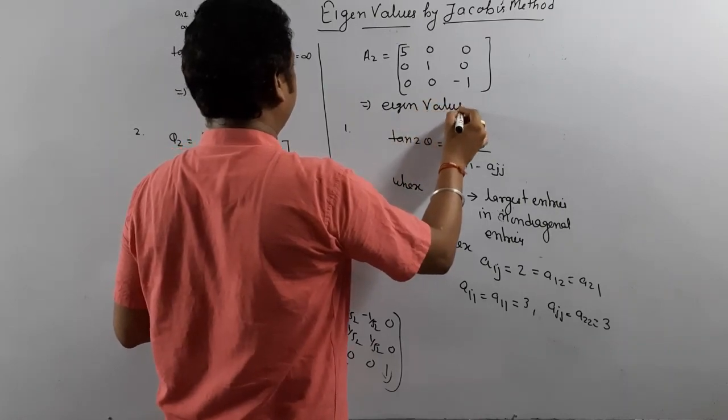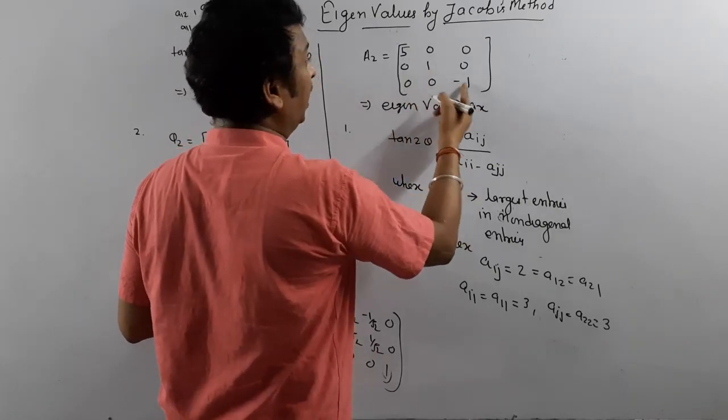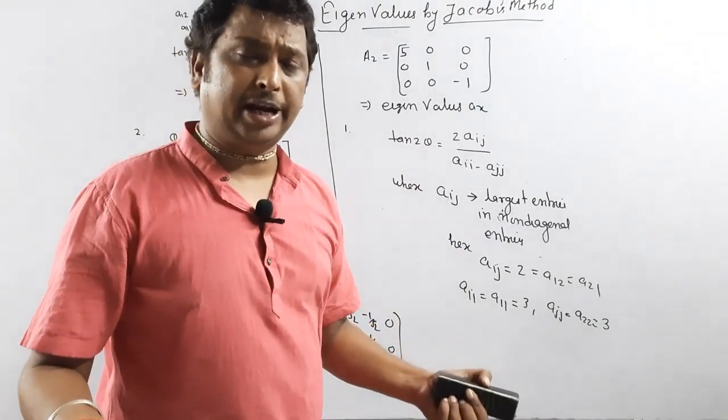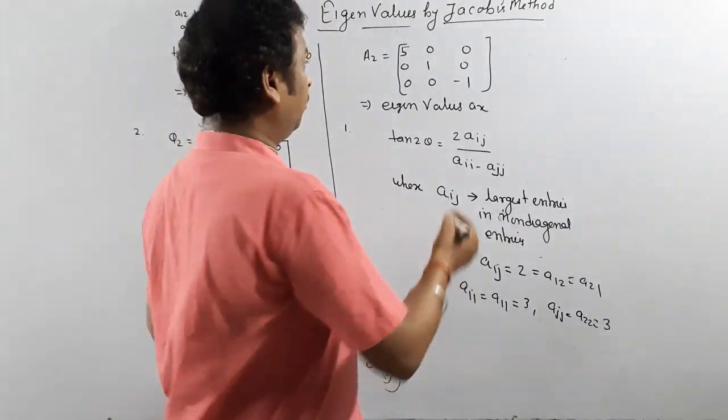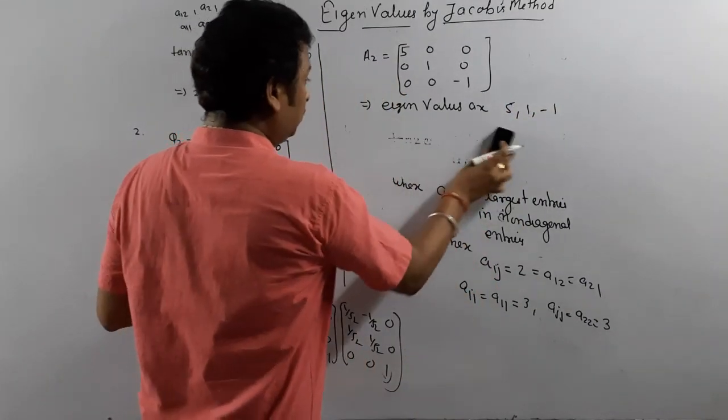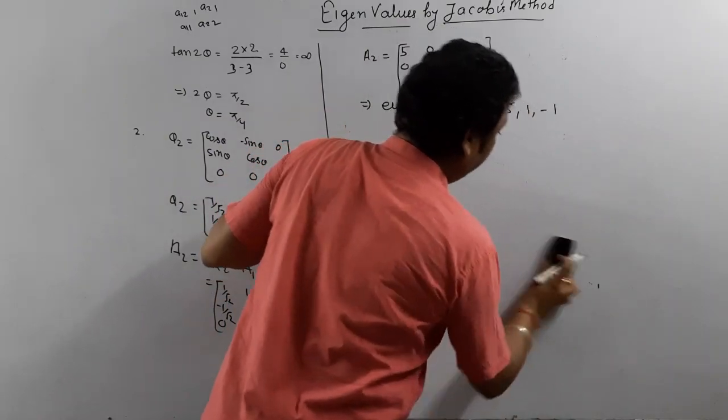So now, what are the eigenvalues? Eigenvalues are its diagonal entries, because you know the property: the eigenvalues of a diagonal matrix are its diagonal entries. What are the diagonal entries? 5, 1, minus 5.